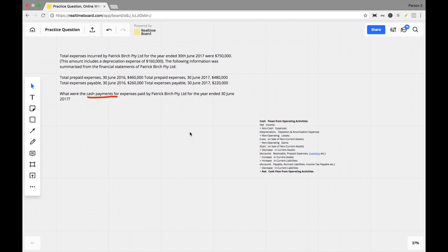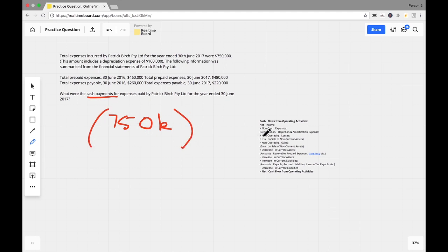Now, because we're trying to work out an operational payment using cash payments, we can use this formula to get the answer. We may not have net income. However, a component of net income is expenses. So I would start with the expenses of the business, 750K, and this is a negative because it decreases profit.